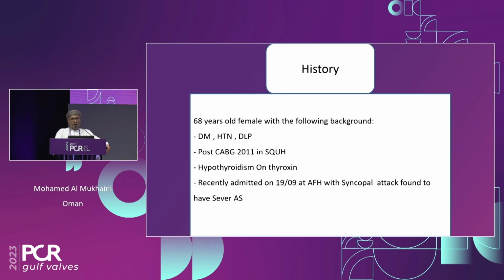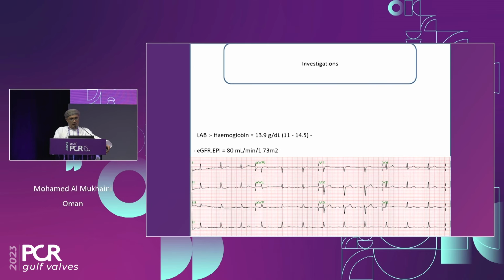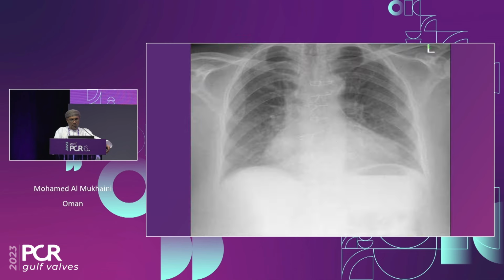Back to the case, a 68-year-old female with the following background: diabetes, hypertension, dyslipidemia, post-CABG in 2011 at the University Hospital, hypothyroidism on thyroxine. Recently admitted in September at the Armed Forces Hospital with a syncopal attack and found to have severe aortic stenosis. This is her labs. Hemoglobin is 13.9, GFR is 80, and this is her ECG, normal. And this is her chest X-ray.